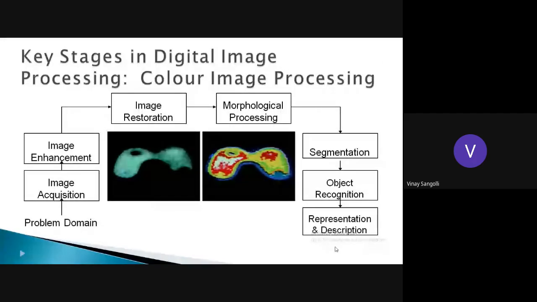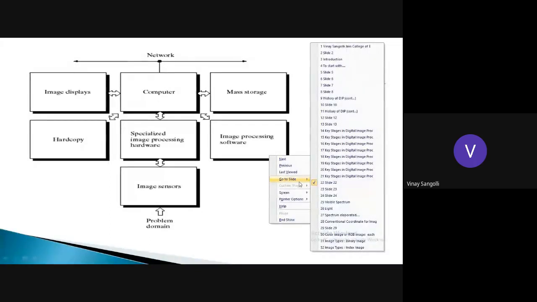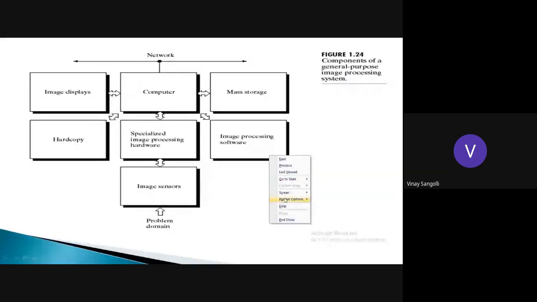Today, we'll move one step ahead and check what the various components of an image processing system are. We'll see what all the requirements are. If I go ahead and try to do image processing, what are the basic requirements to do that image processing, we will be seeing today.